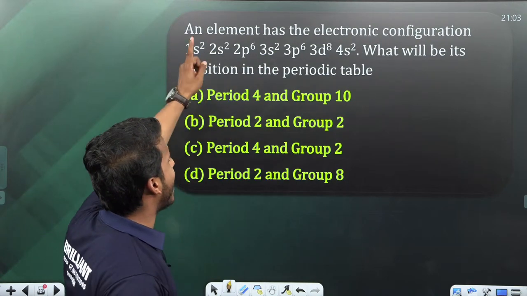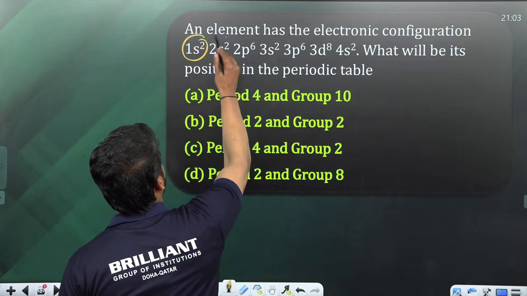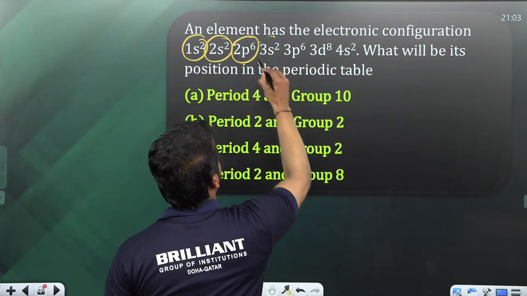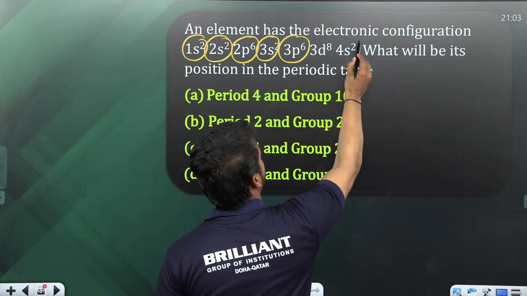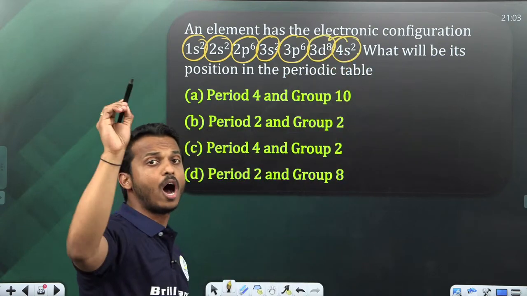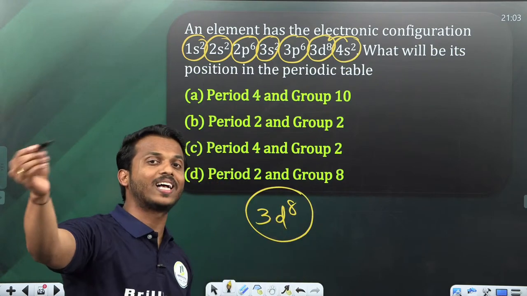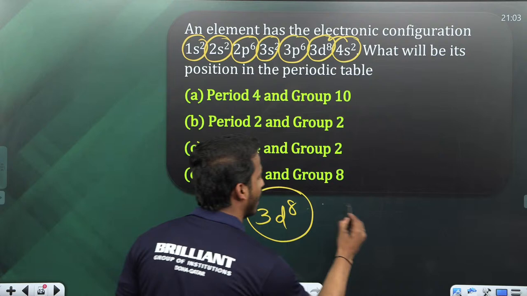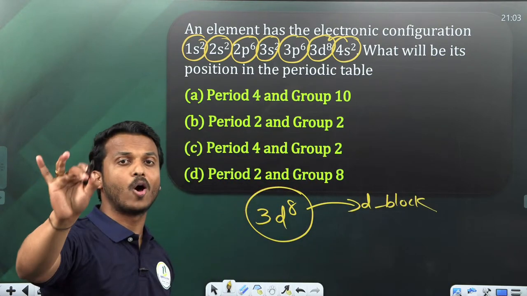Now, an element has the electronic configuration 1s2, 2s2, 2p6, 3s2, 3p6. You know that after 3p6, the orbital is 4s2, and only then does it come to 3d8. So the outermost electron is in 3d8. Where does the last electron enter? The d orbital. Therefore, it is a d block element.